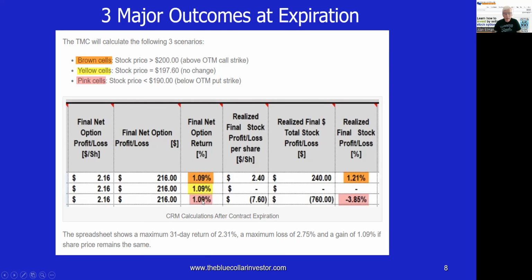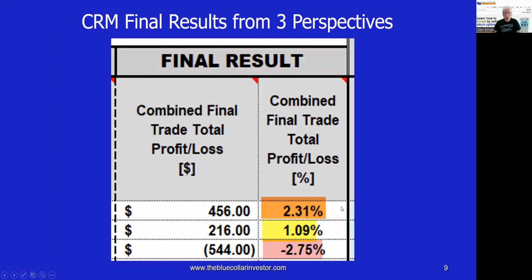Now, in the pink cell, what if the price of CRM drops below the 190 out of the money put strike? What if that happens? Well, if that happens, that means we're going to have a debit on the stock side of 3.85%. So let's now have a look at the final three perspectives.